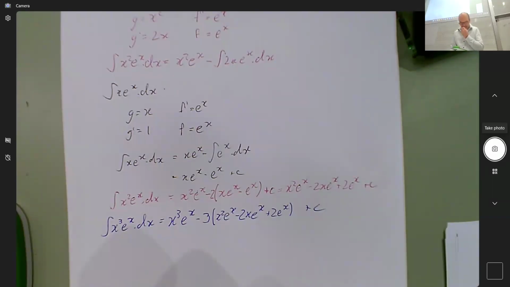Now, there's actually a trick, right? So this is fairly horrible. And this is where my favorite t-shirt comes in. Factorization is your friend, all right?